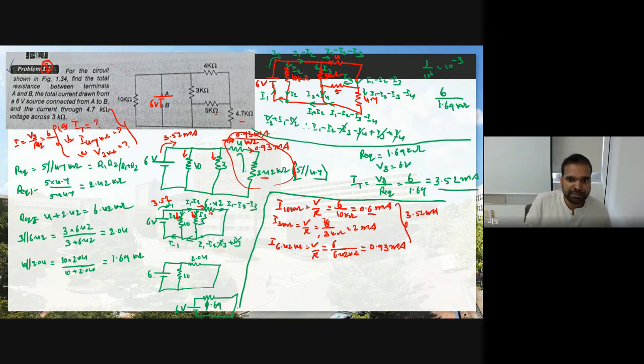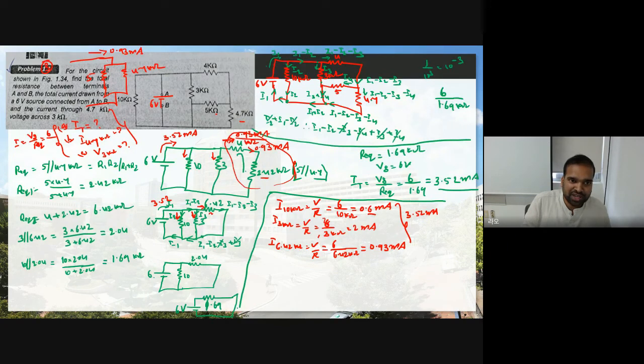See here, for simplification, I am writing this one. So you have two resistors. One is 5 kilo ohm. Another one is 4.7 kilo ohm. Now what is the current coming here? The current is 0.93 milliampere. Now we are interested to find what? Current at 4.7. Now see, this is what?